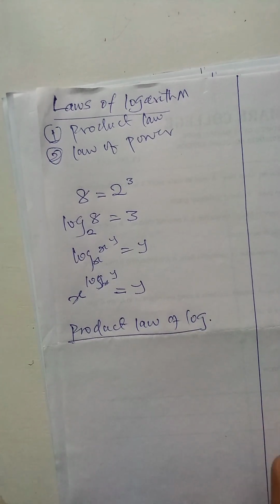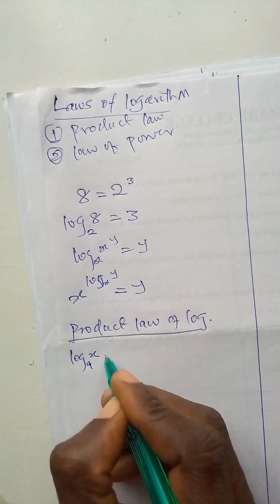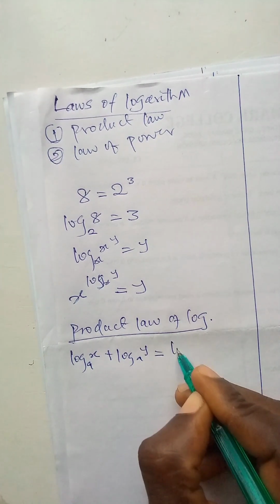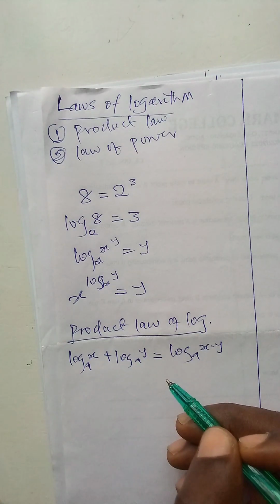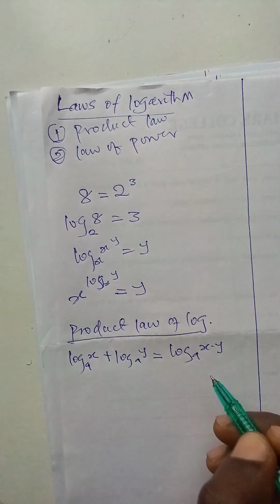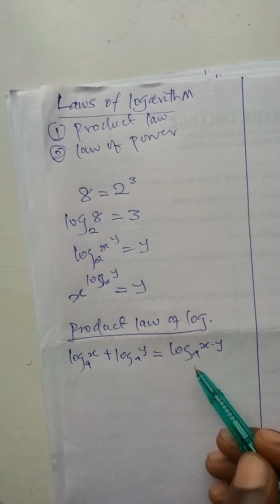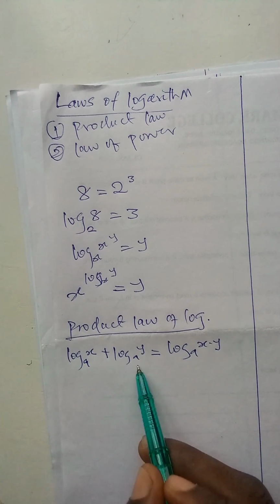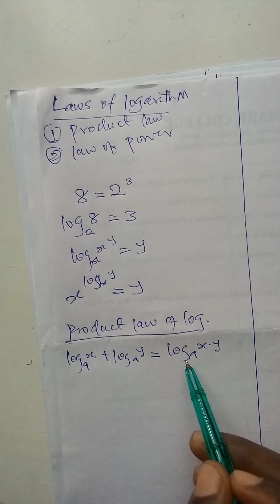The product law of logarithm has it that log to base a of x plus log to base a of y is equal to log to base a of x times y. So the logarithm of a product is the sum of logarithms of the factors. This is a product. So when we split them into different logarithms, so long as they have the same base, we are going to sum up the factors to get the same thing.